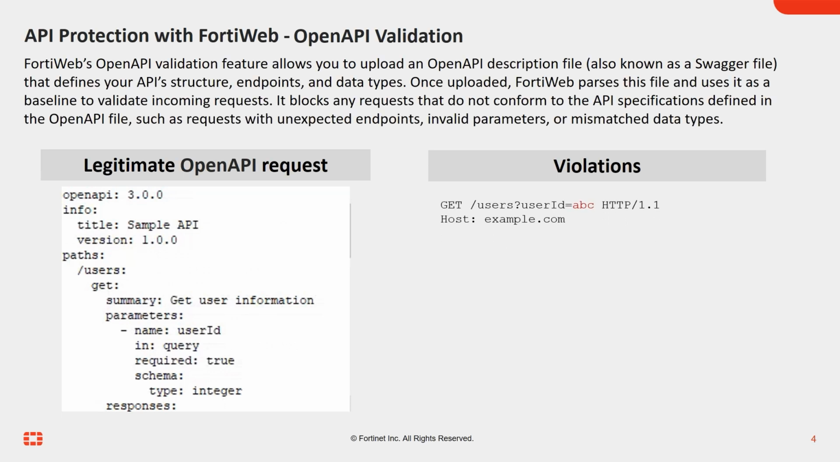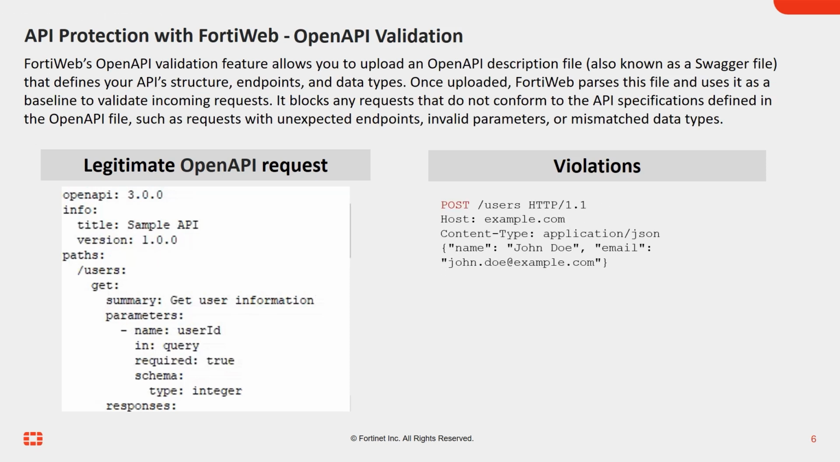In our second case, an attacker sends a request to the /users endpoint with an invalid parameter type for user ID, such as entering a string instead of an integer. In this case, an attacker sends a request to the /users/{userId} endpoint with a path parameter that does not match the expected data type, say, a string instead of an integer. FortiWeb validates the path parameter against the OpenAPI specification. Since user ID is defined as an integer, FortiWeb blocks the request with a string value.